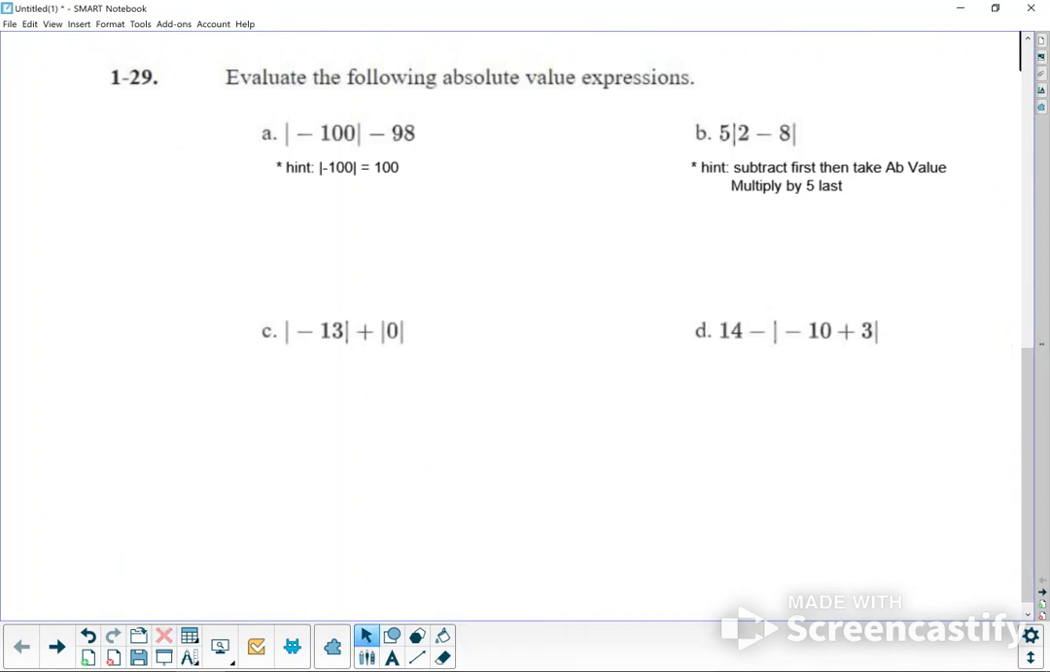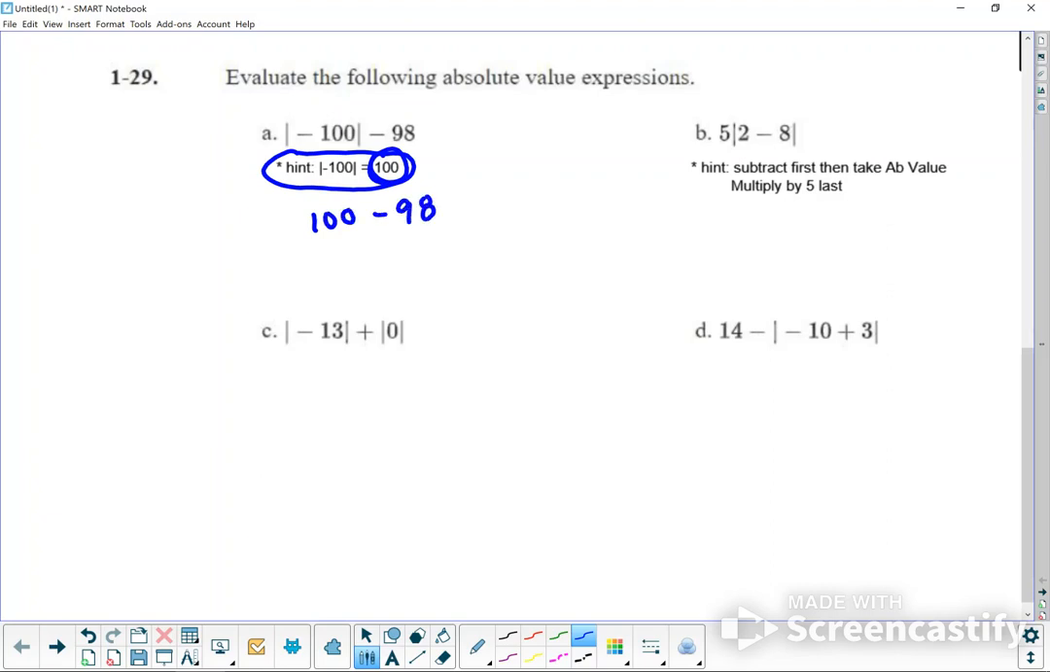Okay. Number 29, evaluate the following absolute value expressions. So it's been a while since you guys have done absolute value, but basically the idea is that absolute value is the distance away from zero. So for example, negative 100, the absolute value of that, and here's a little hint right here. The distance away from zero of negative 100 is 100. So the absolute value of negative 100 is 100, and then you got to go minus 98. If you need help, use a calculator, but that's going to end up being 2.